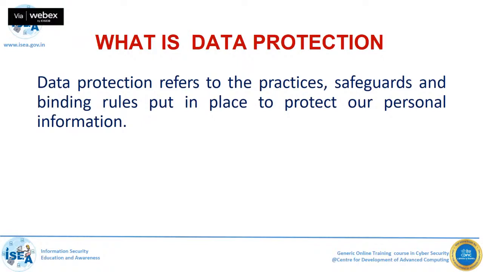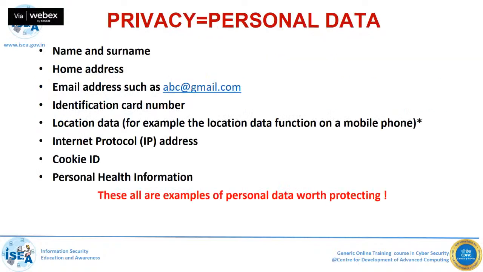Data privacy refers to the practices and safeguards, the binding rules put in place to protect your personal information or your official information. What do you mean by personal data, right? Your name, surname, home address, all these are examples of your data, which you all know. When it comes to your professional life, a lot of citizens' data and colleagues' data is available in some of the systems. For example, if you're an HR person, a lot of data related to the employees is available in a system. So you have to secure your system so that the data will be safe, right?